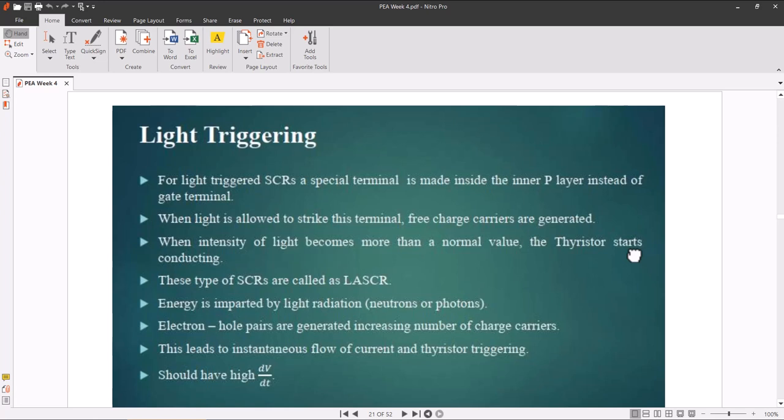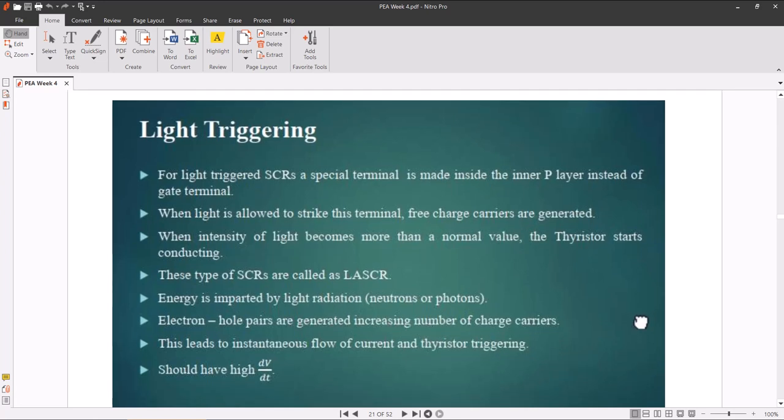Energy is imparted by light radiation. Electron hole pairs are generated, increasing the number of charge carriers. This leads to the instantaneous flow of current, and thyristor triggering should have high dV by dt.